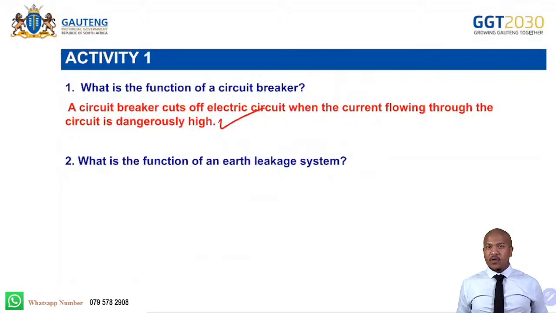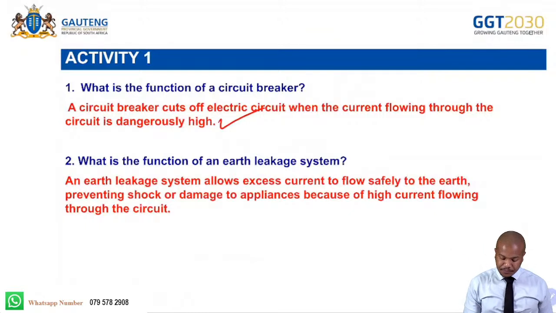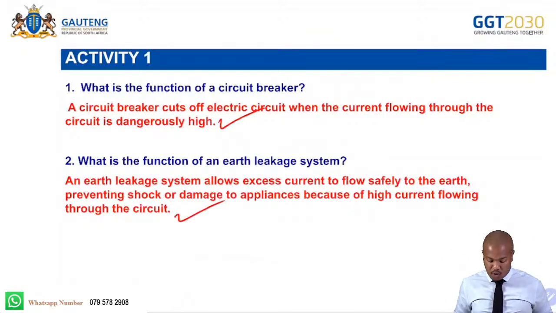Then number 2, what is the function of an earth leakage system? An earth leakage system allows excess current to flow safely to the earth, preventing shock or damage to appliances because of high current flowing through the circuit. So now, let me give you another quick minute to copy down these corrections. Then after that, we are going to sail together with this lesson.